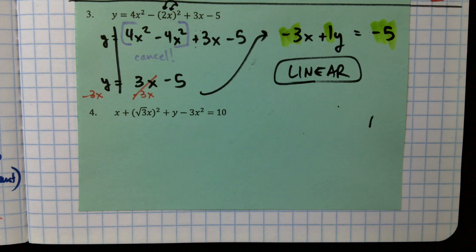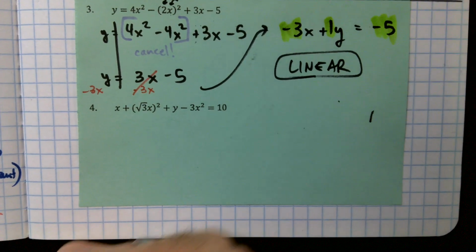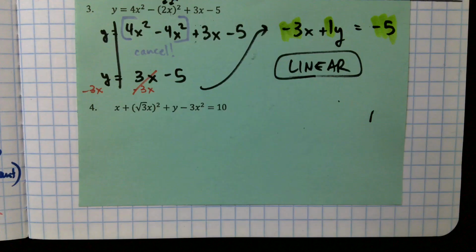Give number 4 a try on your own. Take 120 seconds, 2 minutes. I want you to try number 4. See how sound our arithmetic skills are. You can do it together too. I don't care.